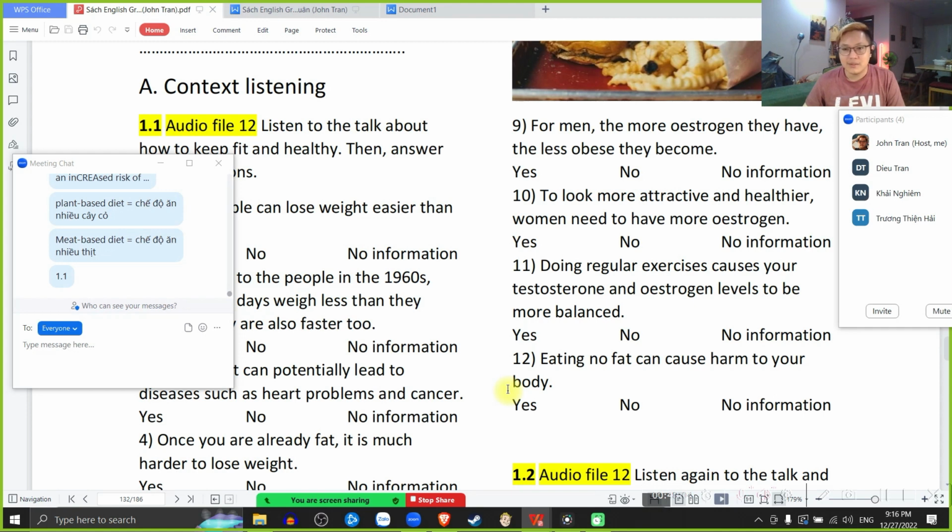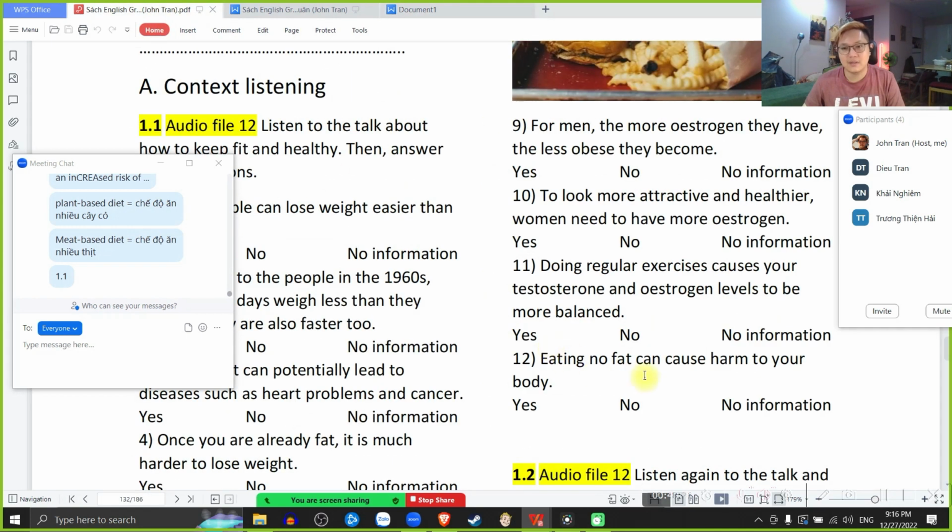11. Doing regular exercises causes your testosterone and estrogen levels to be more balanced. Luyện tập thể thao thường xuyên hơn gây cho cái mức độ hai cái hormone này nó cân bằng hơn. Yes. It's a yes. Number 12.